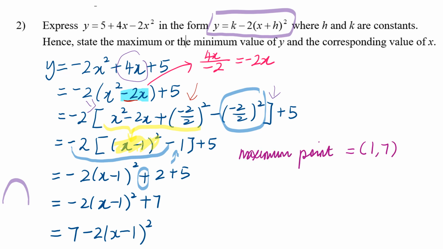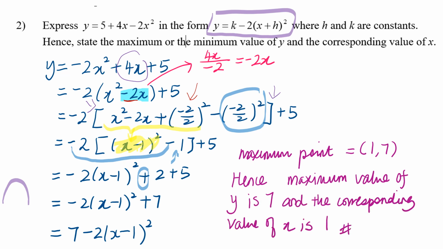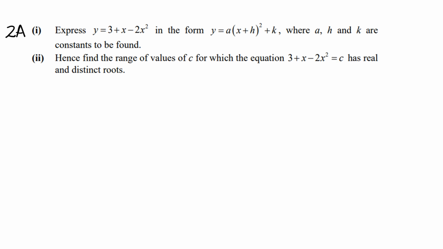All right, to help you find the maximum value, let's write down the maximum point. So the maximum point is (1, 7), and from there we know that the maximum value of y is 7 and the corresponding value of x is 1. Okay, this is similar in nature to what we have done earlier on.